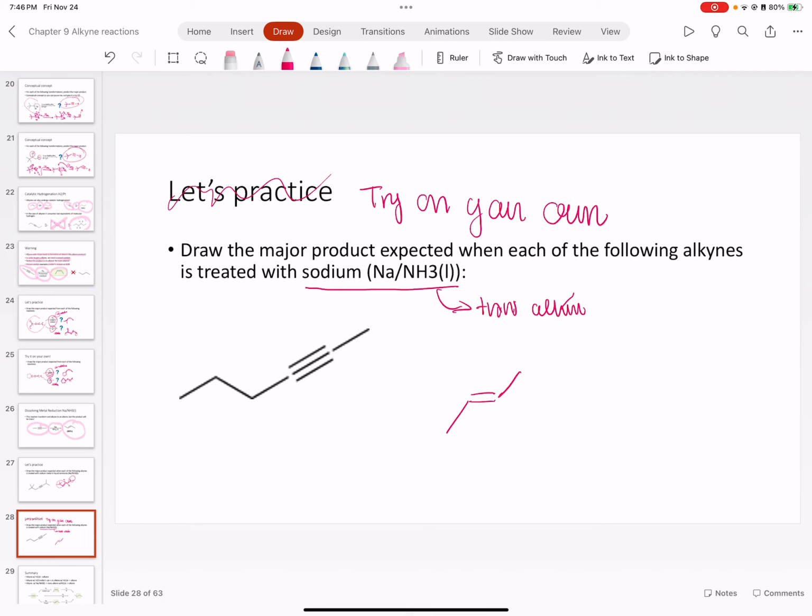One, two, three. So again, if you're not really sure, you can use your number of carbons to make sure you're correct. 1, 2, 3, 4, 5, 6. Okay, perfect. I think we got it.